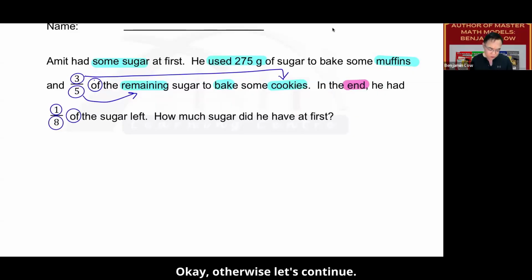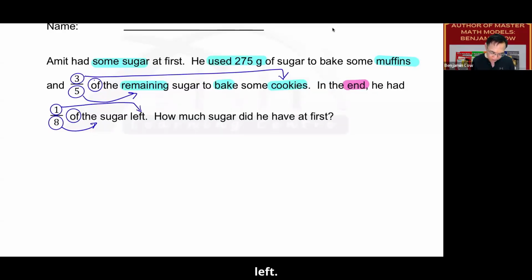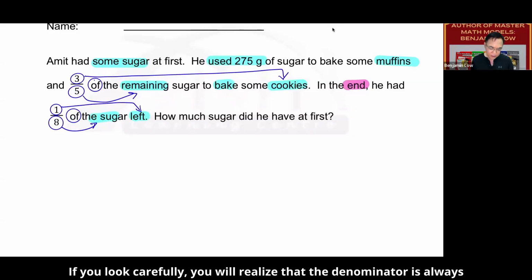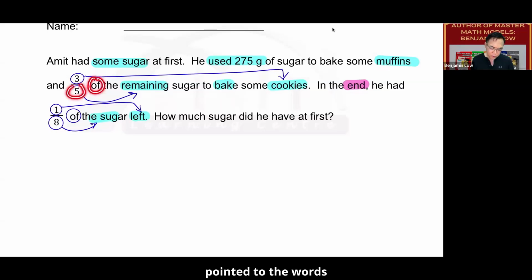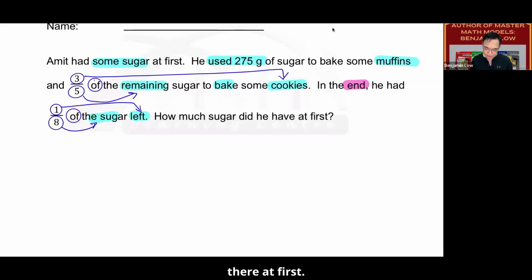Otherwise, let's continue. So we have 8. 8 represents the sugar and 1 represents what is left. Have you noticed a pattern? If you look carefully, you will realize that the denominator always points to the words after "of". So learn this. This is important. Continue. And it says how much sugar was there at first.